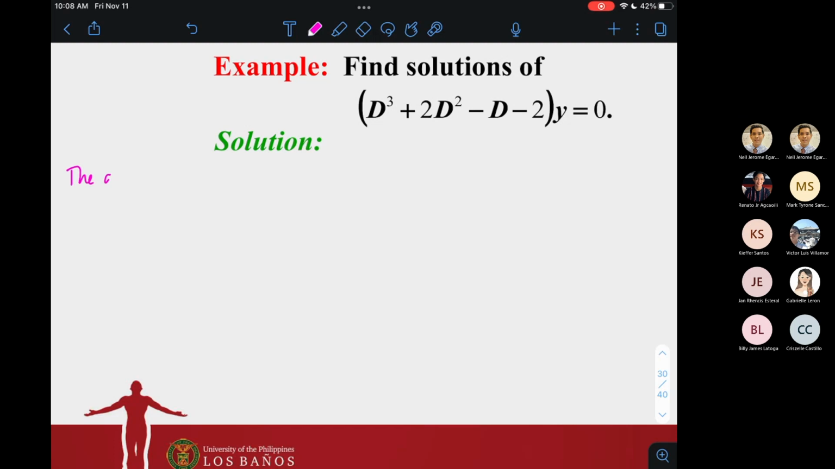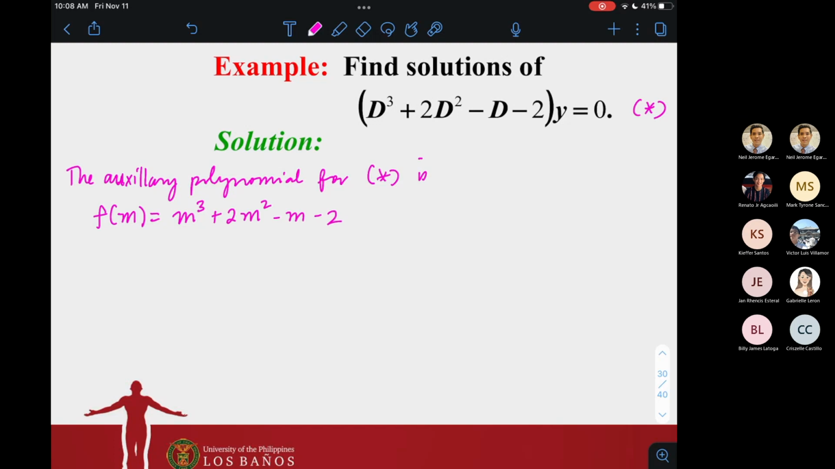So here, the auxiliary or the characteristic polynomial, the auxiliary polynomial for this ODE, tawagin nating star yung ODE natin. So the auxiliary polynomial for star is little f of m equals m cubed plus 2m squared minus m minus 2. So yung auxiliary polynomial, palitan nyo lang yung ng indeterminate little m, lahat ng differential operators.